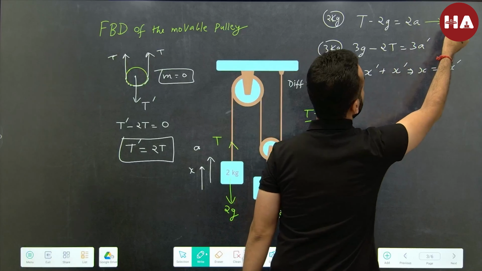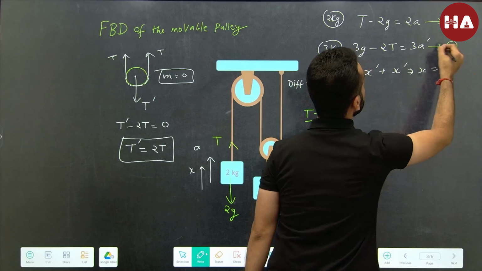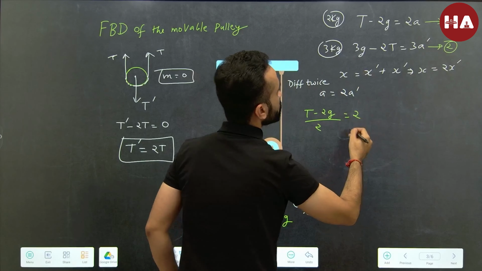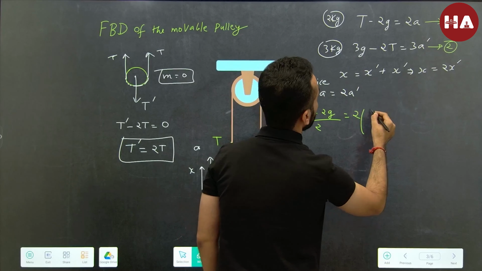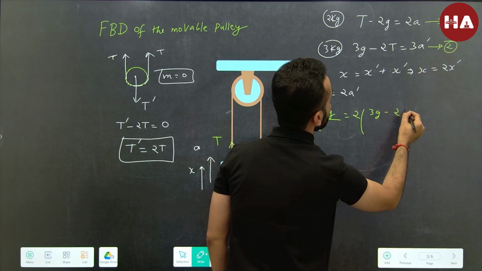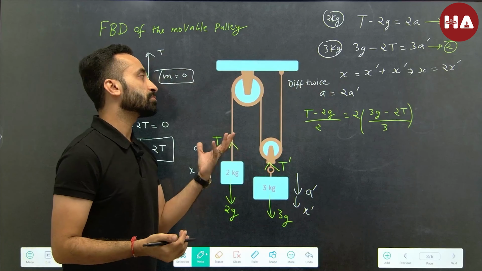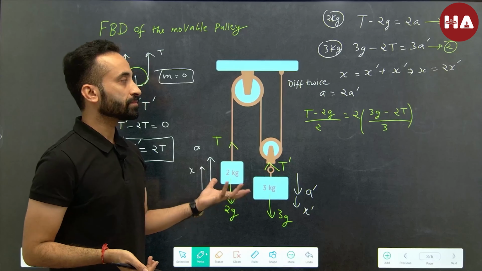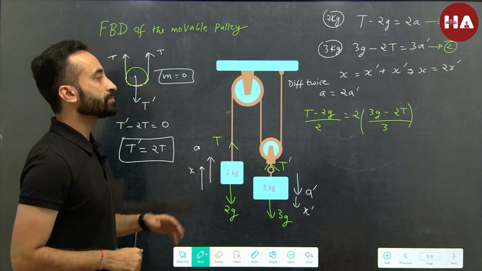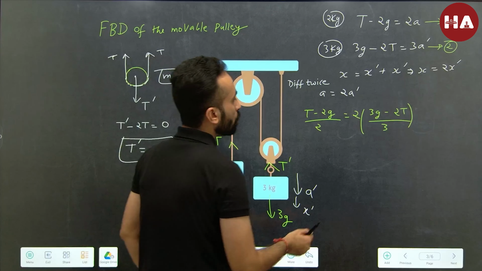Let's call it the first equation. Let's call this the second equation. A is equal to twice of a dash. So what is a dash now? a dash is (3g minus 2t) over 3. So now I have an equation which is purely in terms of t. So what can I do here?